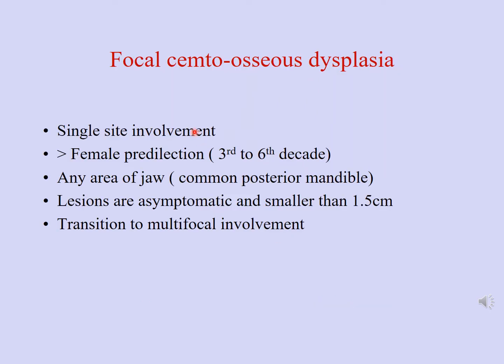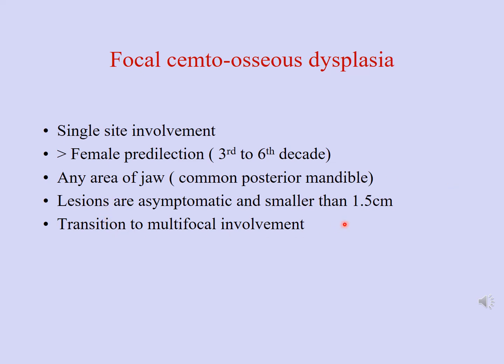Okay, so what is the difference between periapical COD and focal cemento-osseous dysplasia? Well, when only one site is involved, that means one tooth is involved, then we call it focal cemento-osseous dysplasia. Periapical cemento-osseous dysplasia affects all the anterior mandibular teeth. Okay. Again, there's a female predilection, affecting the third to the sixth decade. Any area of the jaw can be affected, but the most common area is the posterior mandibular teeth.